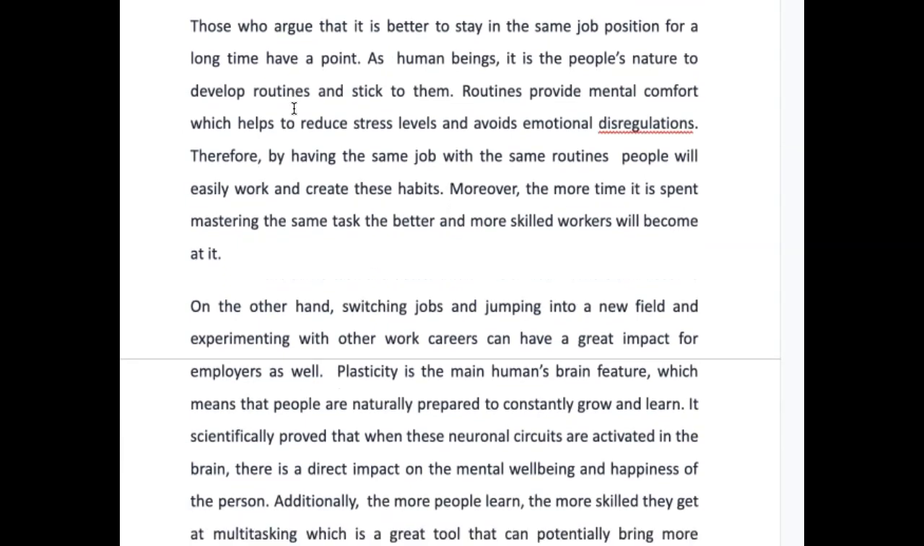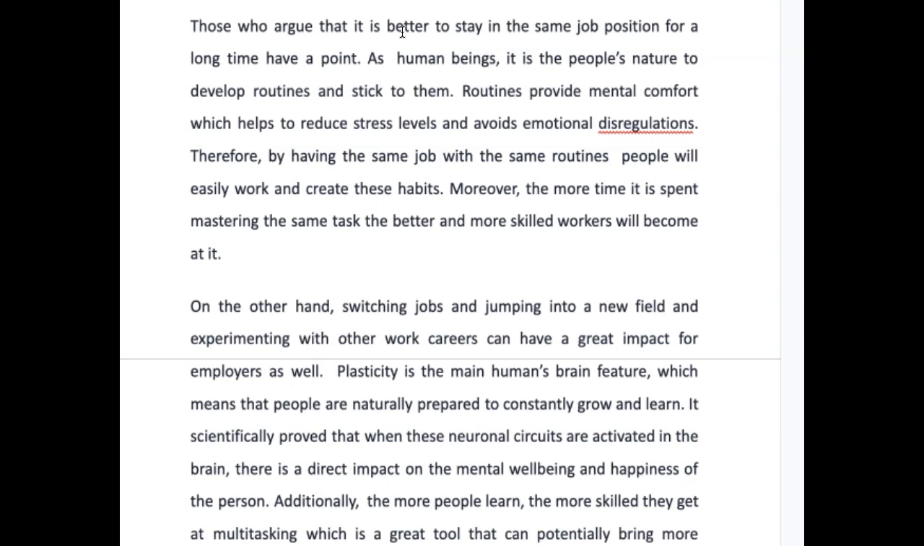Those who argue that it is better to stay in the same job position for a long time have a point. Okay, not too bad. What could we say instead of better? Better is a superlative of good. What could we say? We say superior, advantageous, commercially beneficial, financially advantageous. You see?